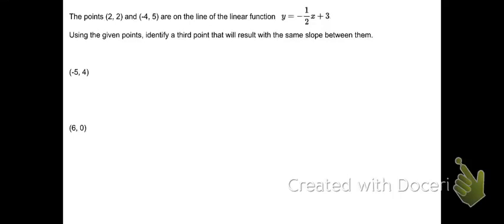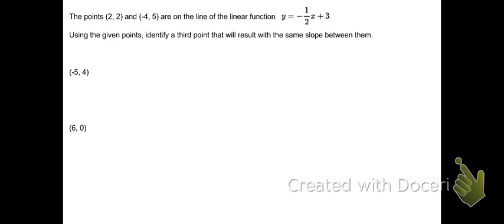Here we have a question that is really similar to your homework question. It says the points (2, 2) and (-4, 5) are on the line of this linear equation, and they're giving us the equation. Using these two given points below, they want us to identify the third point that will result in the same slope between them.